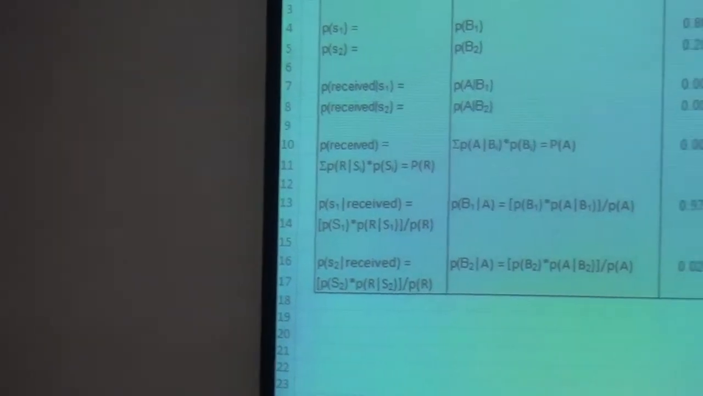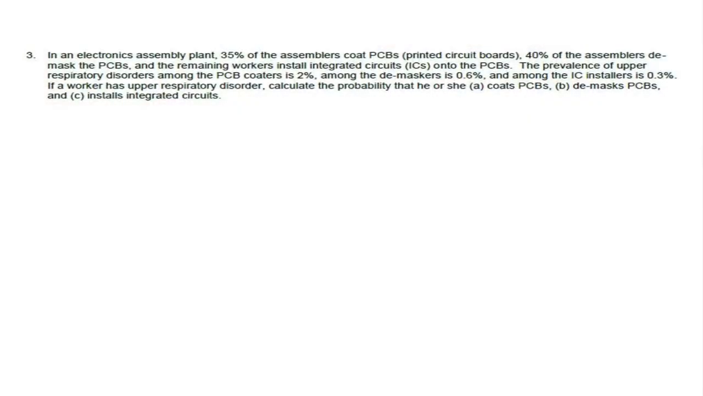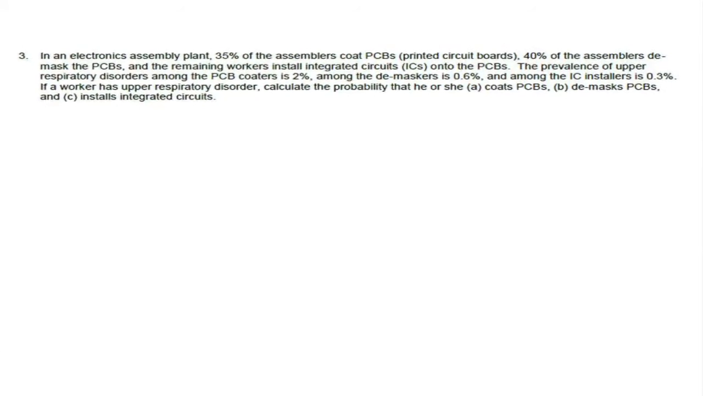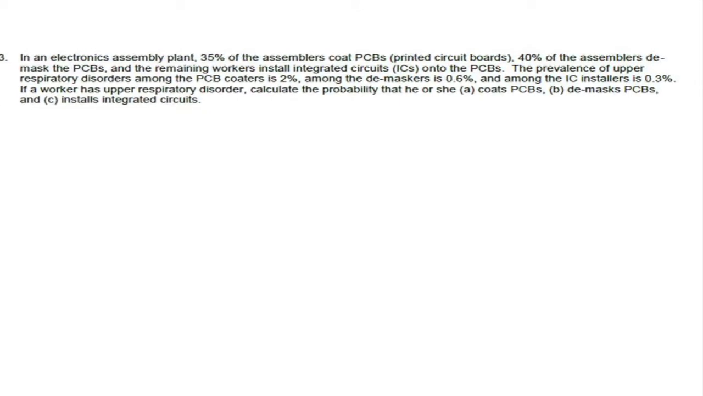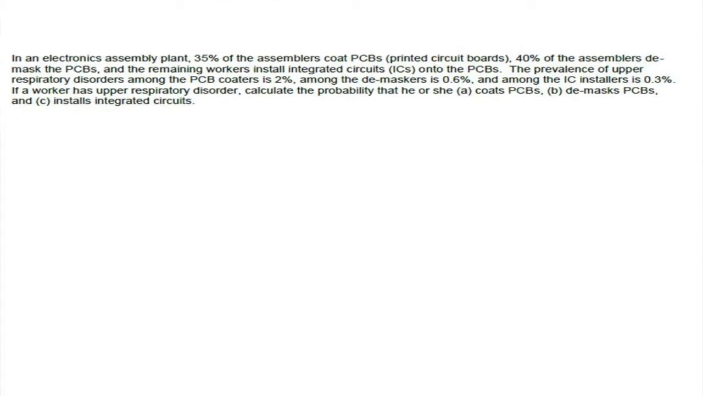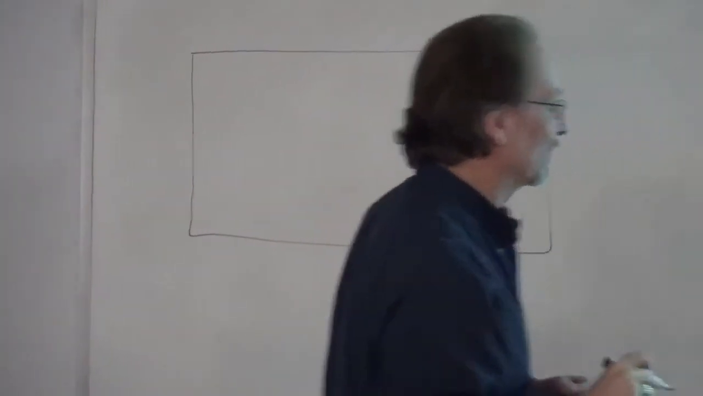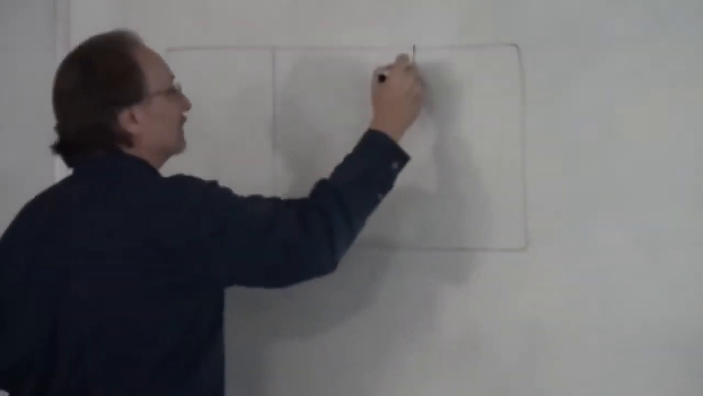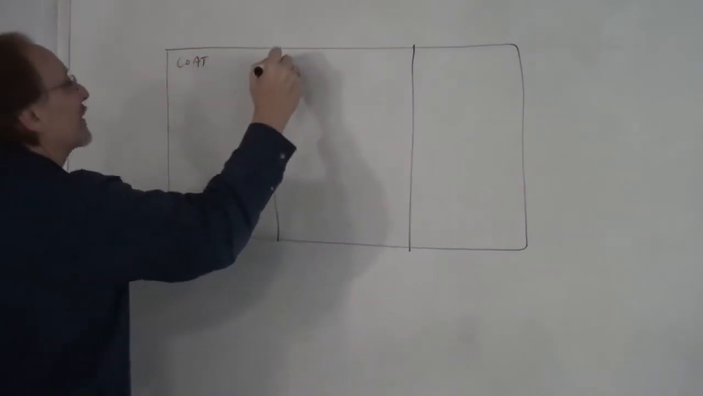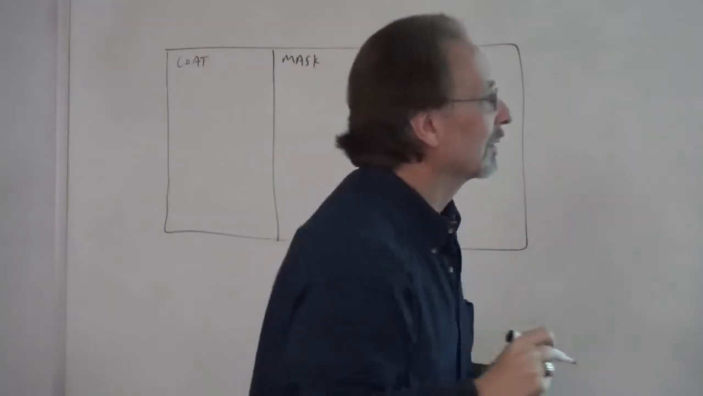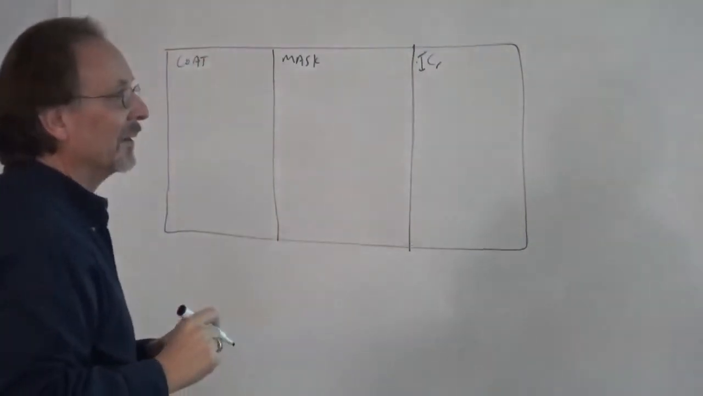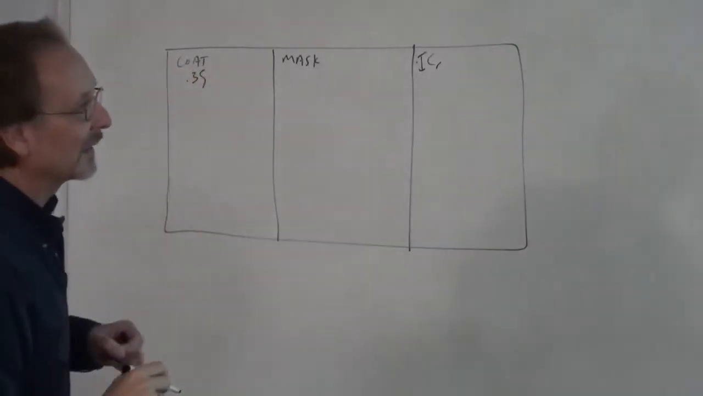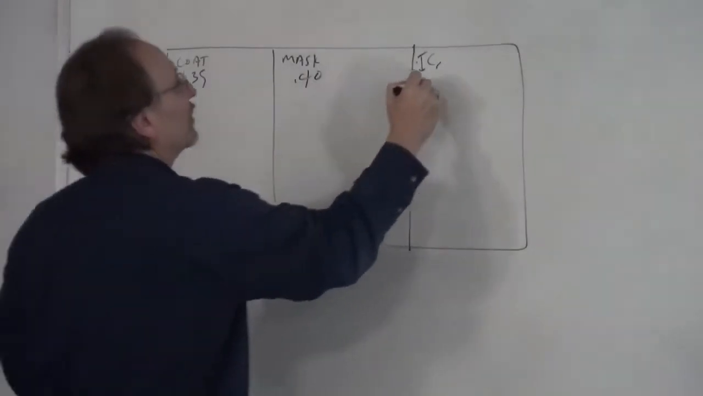Okay. Let's take a look at the second one then, the formulation of it a little bit. The second one is electronics assembly plan. Since I didn't apparently give you the drawings, I'll draw them. 35% of the assemblers took PCBs. Okay, so we have a universe, and the remaining gets 3 groups: coders, maskers, and ICs. PCB coders got 35% of these, we got 40% for masking, and that leaves 0.25 for ICs.